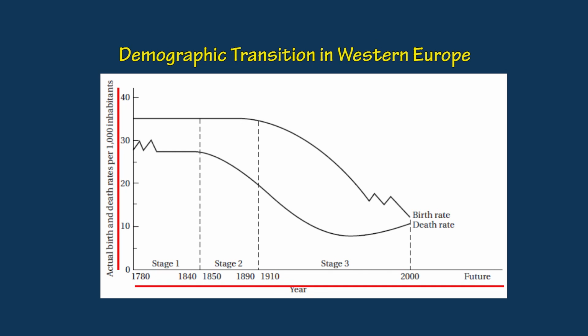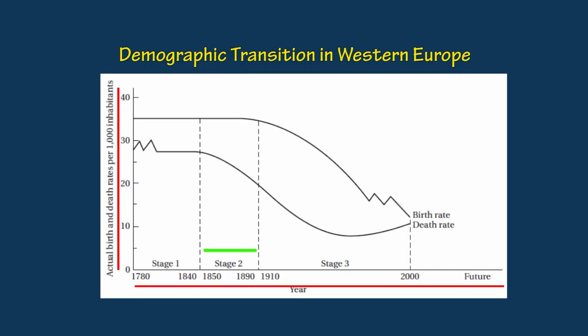Next, stage 2 in Western Europe: year-wise we can say that around 1850 to 1900 or so is stage 2 for the Western European countries. So what is the crucial point about stage 2? The most crucial point about stage 2 is that, first of all, due to modernization, the death rate started to decline significantly, although birth rate remained very high. As a result, stage 2 is the stage of very high population growth.